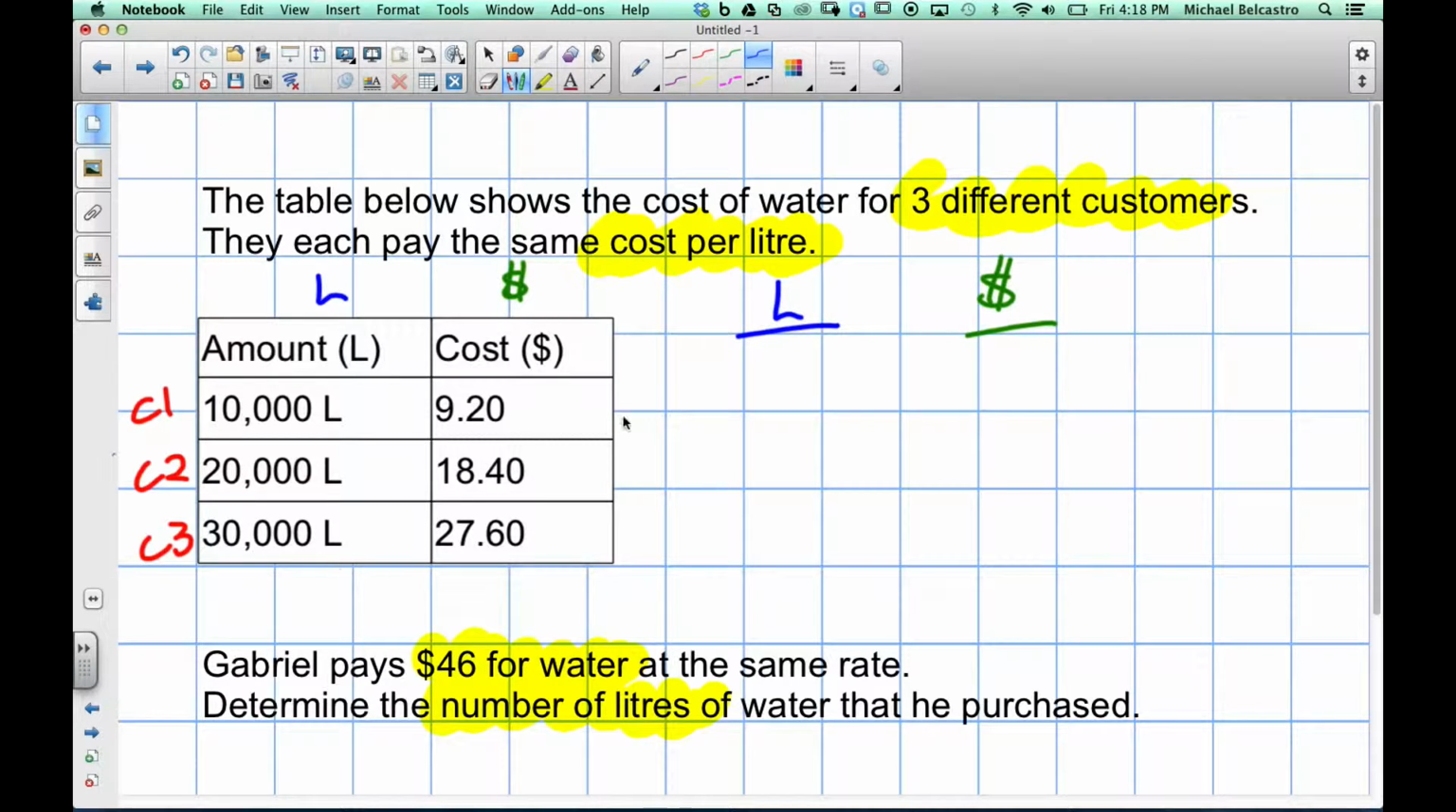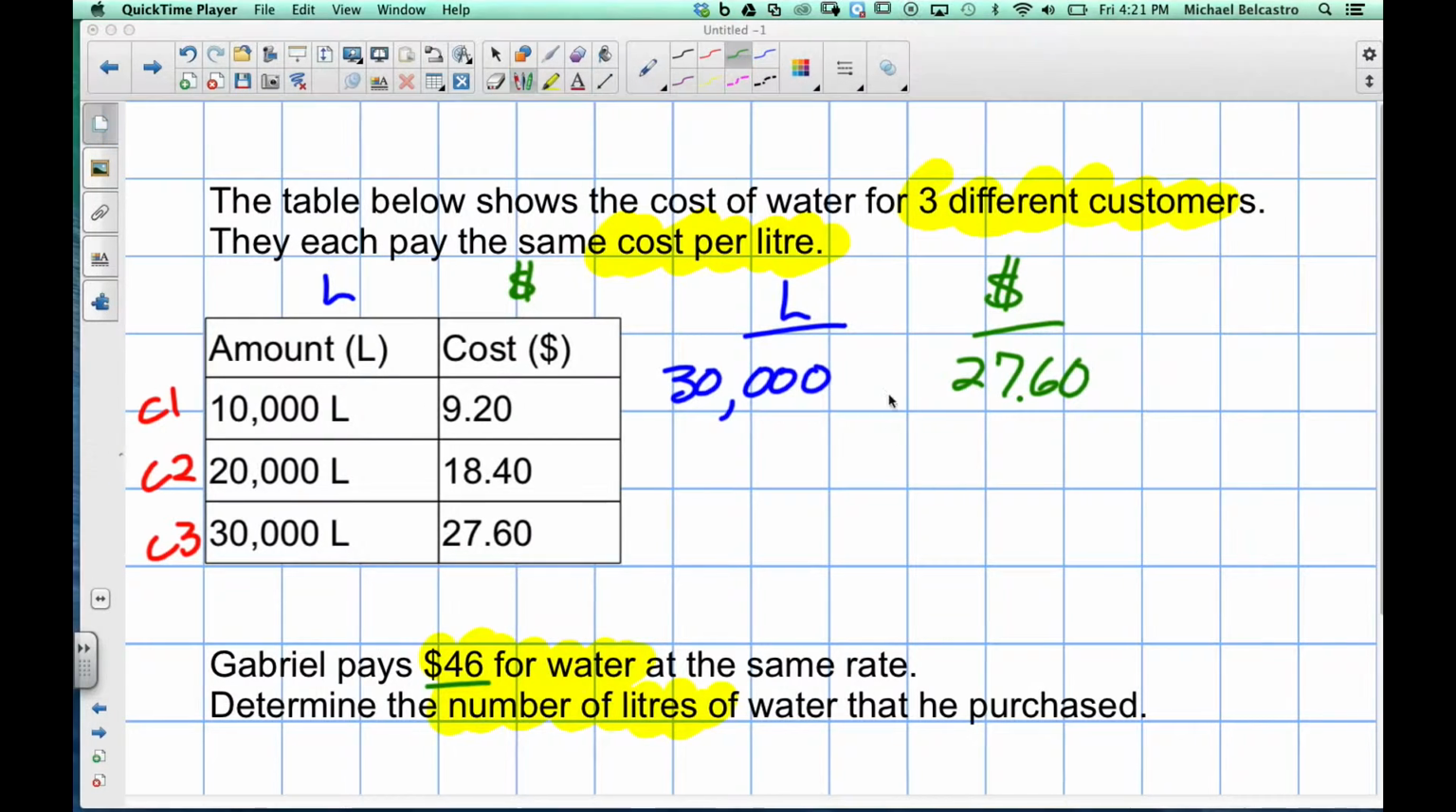Okay, so let's take their information. They purchased 30,000 liters of water and they paid $27.60 for it. Because Gabriel's amount is in dollars, and because this relationship depends on the amount of liters purchased, which will determine how much money you've spent, we're going to try to build an equation. So we're going to call our liters our y variable and our dollars our x variable.